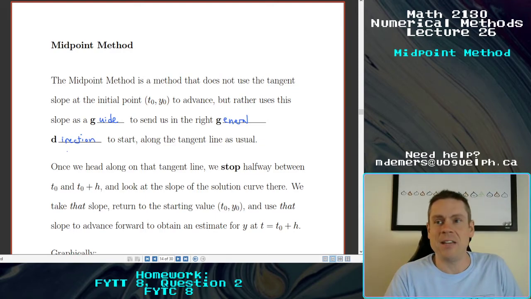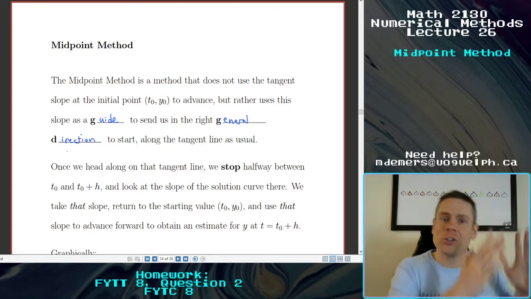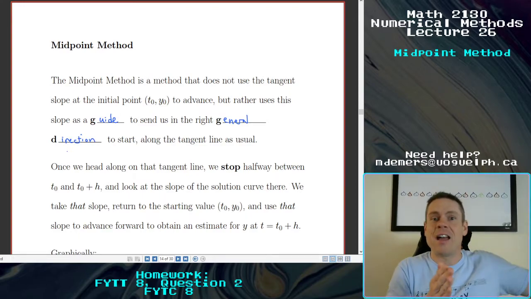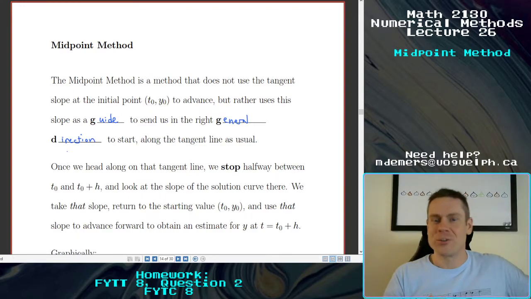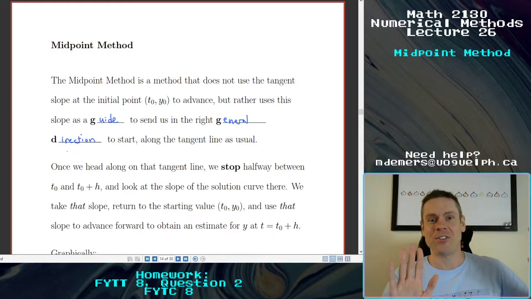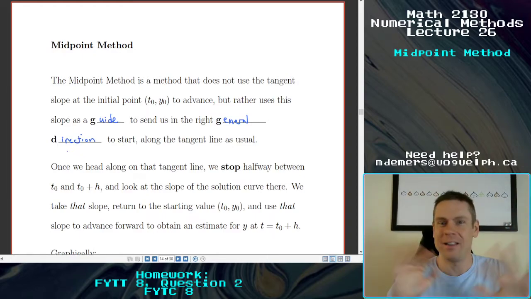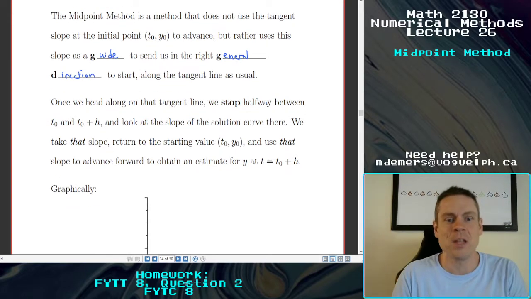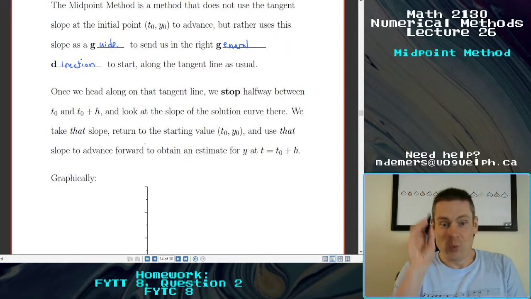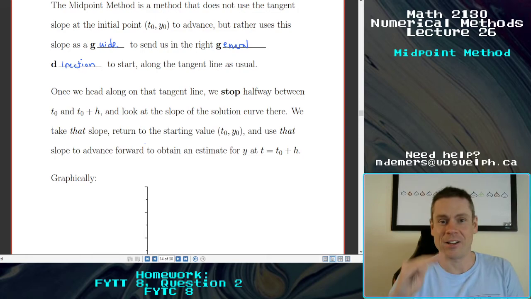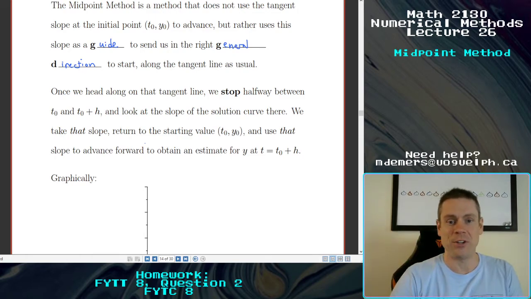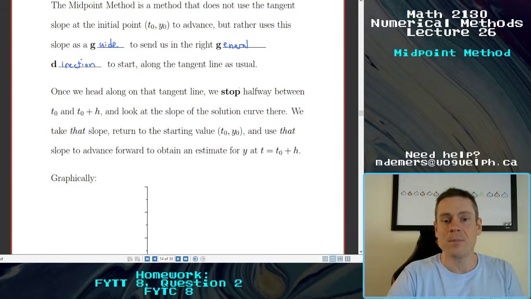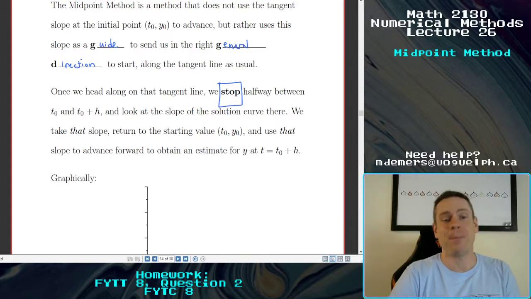Basically what it does is it tells us in what general direction to go, but then we actually use information from later on in that journey to estimate which direction we should go. It's a little bit interesting, but I have a couple of good analogies, or at least one that I'm going to share with you that makes a little bit of sense. Okay, so what we do is we check the tangent line at the current spot, at the initial condition, as we usually do.